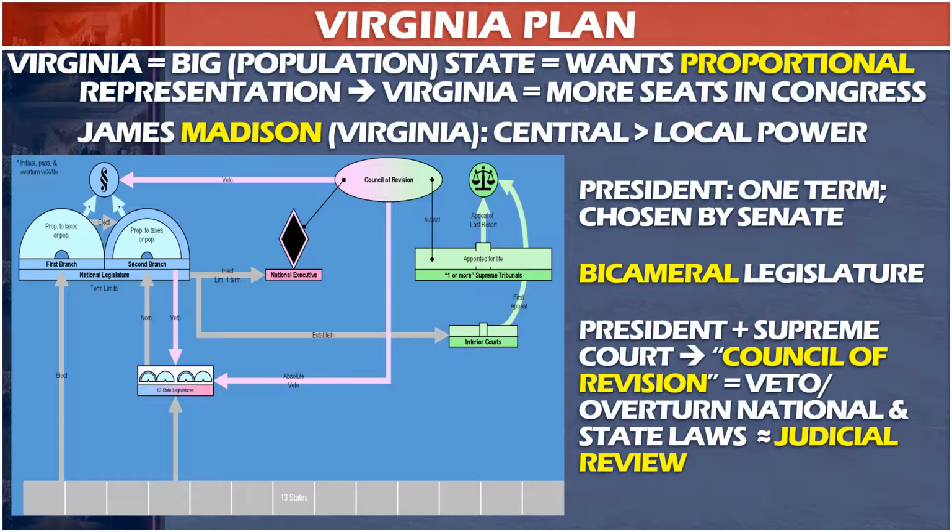And once again, it reflects James Madison and his dissatisfaction with state governments. That's why we have a council of revision that would be able to overturn legislation, and also the idea that Virginia would have a lot of power in the national government, and therefore they were not afraid to give the government more power.